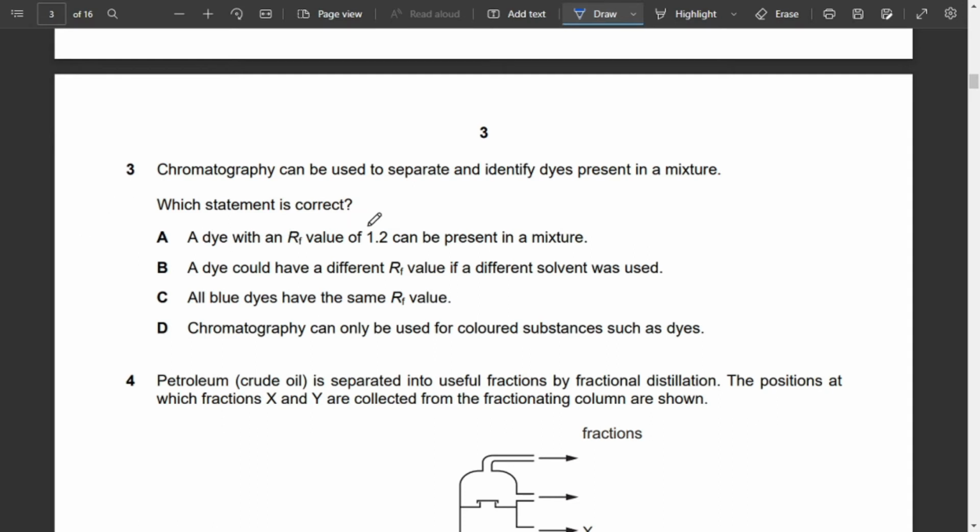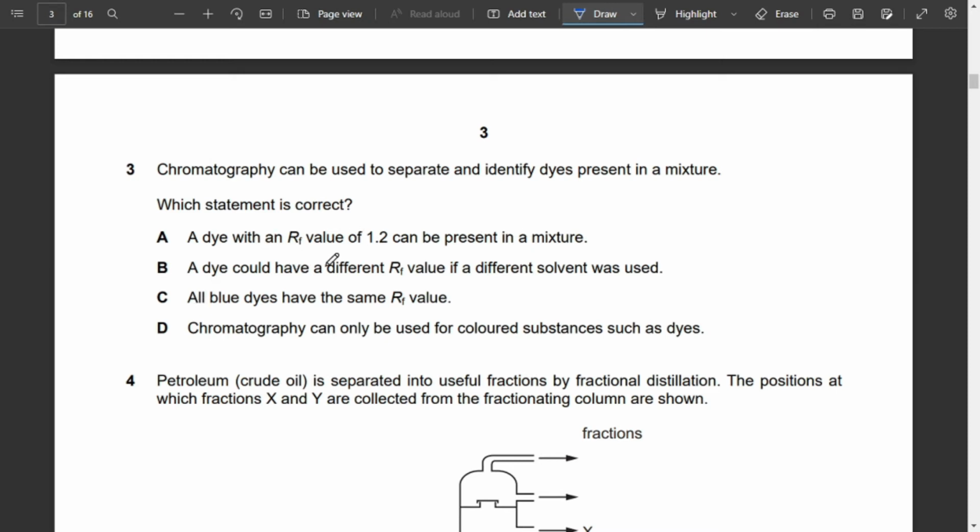A dye with an RF value of 1.2 can be present in a mixture. Well, no, this is not the right answer, of course, because a dye with an RF value of 1.2 cannot be present, since the solvent is always going to be at a greater height, so we cannot have an RF value of 1.2.